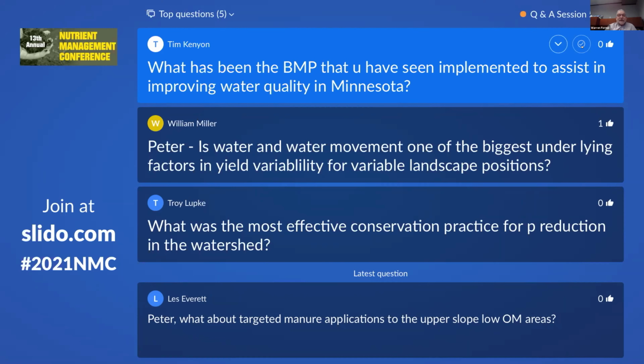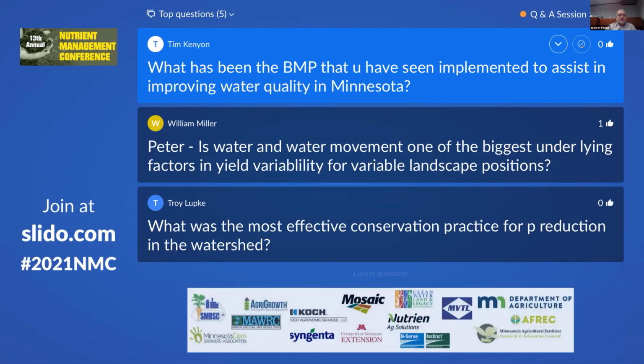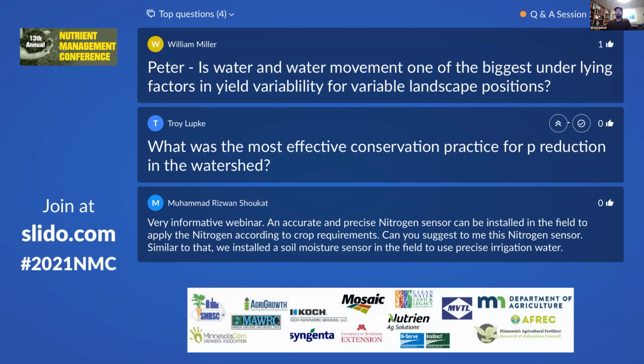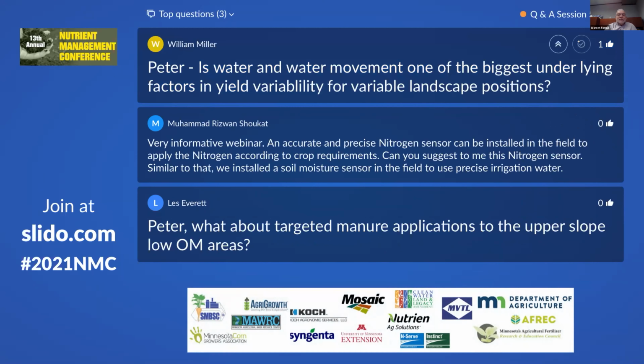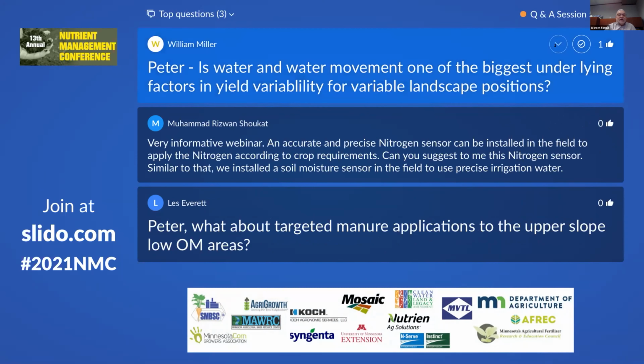It does. So one of the questions coming up is about conservation practices for phosphorus reduction, and I think this is specific to the Cottonwood. And so you're suggesting that those WASCOBs might be one of the most effective? When they're appropriately placed, yeah. Sure. Okay. Thank you.